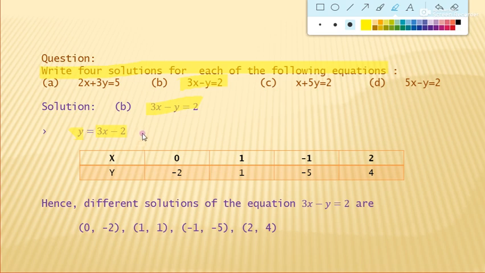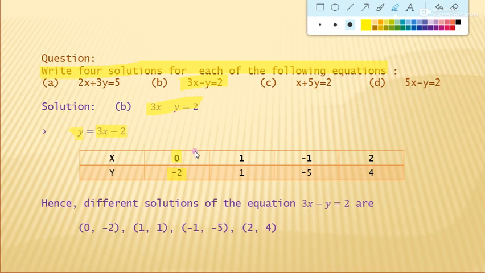Now whenever we put any value of x, we will get a corresponding value of y. One more thing we need to remember: in a linear equation in one variable, as we have seen in class 8, only one solution is possible, but for a linear equation in two variables we get infinitely many solutions, meaning there is no limit. Because the question only asks for 4 solutions, we just find 4. Here I am taking 0 in place of x. If you put 0, you get -2, and -2 is the corresponding value of y.